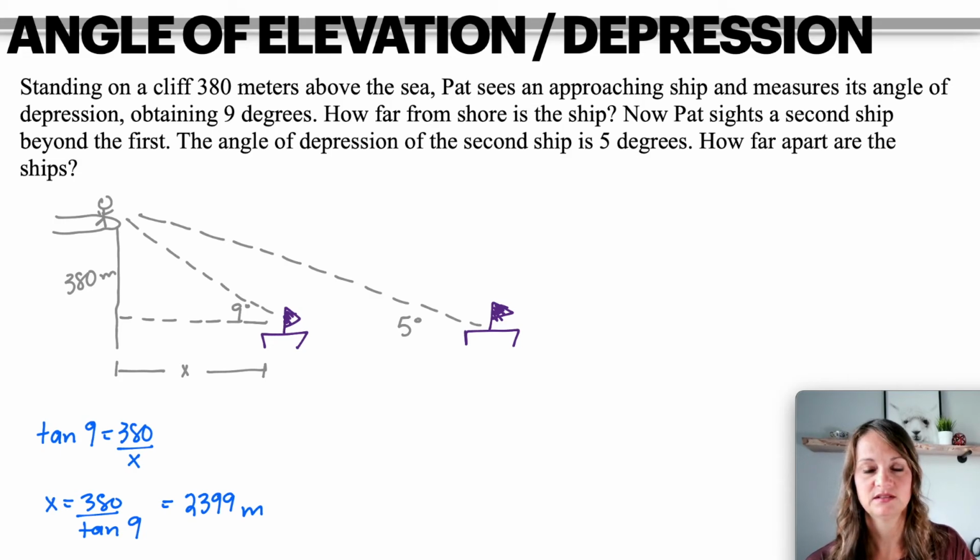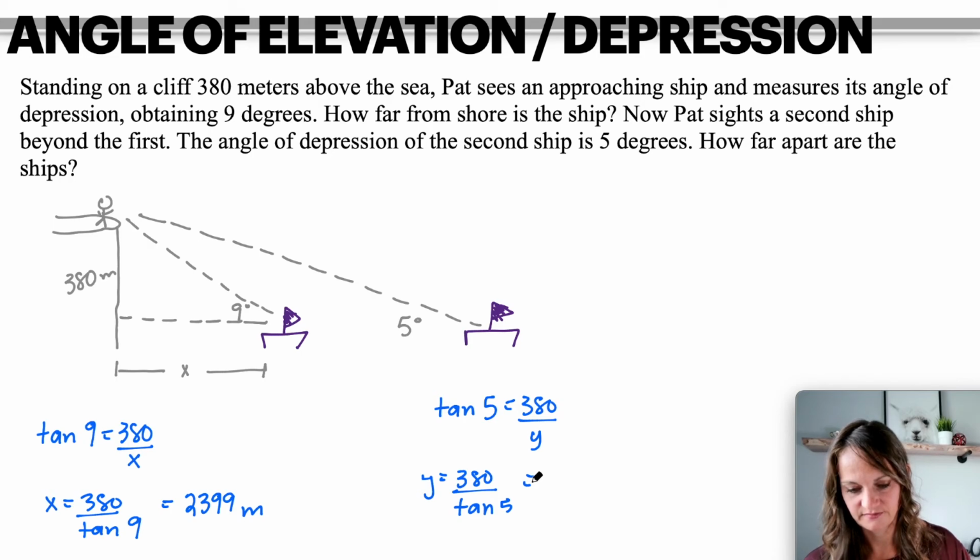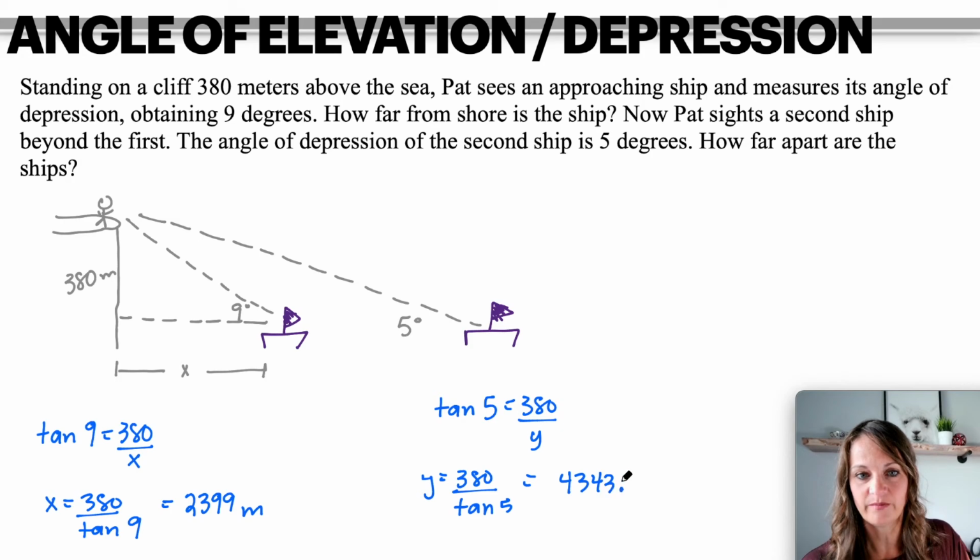So now we are going to take the second, and so we know tangent of 5 degrees is the opposite divided by the entire distance. So I'm going to say that could be y. Since the variable is in the denominator, I'm going to switch places, and we will get roughly 43.4 meters. And now we want to know the distance of the ships to each other.